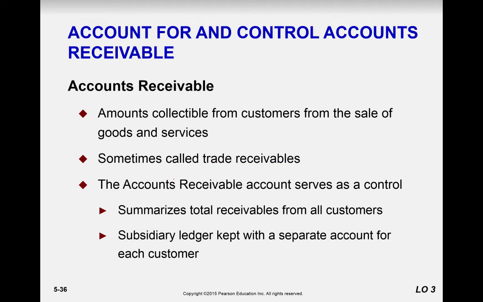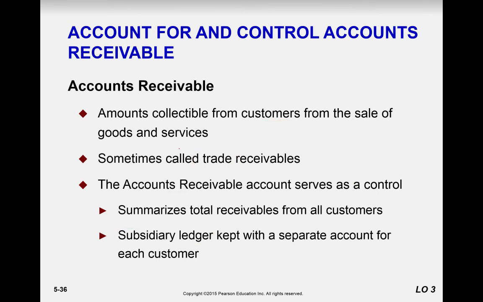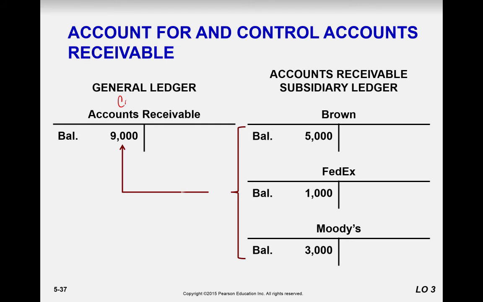So now accounts receivable basically is what you collect from customers. Remember, accounts payable are to vendors. Don't get those confused. But this is to customers. We also call them trade receivables. And we say accounts receivable is a control account, right? What we have is the sub-ledger, which is known as the subsidiary ledger. That's what keeps track of all of the accounts and who owes us what. So here, this would be our control account in the general ledger, and we call that a GL.